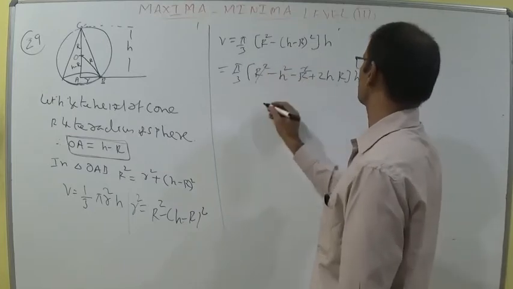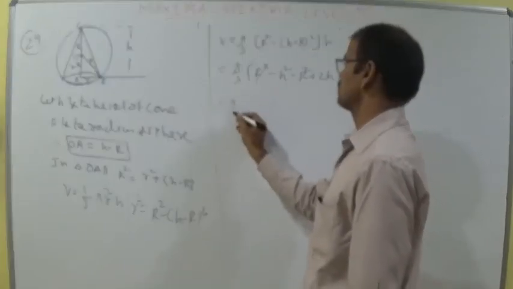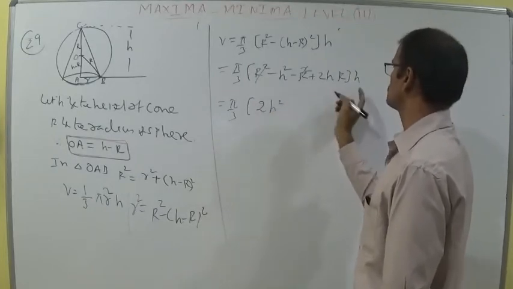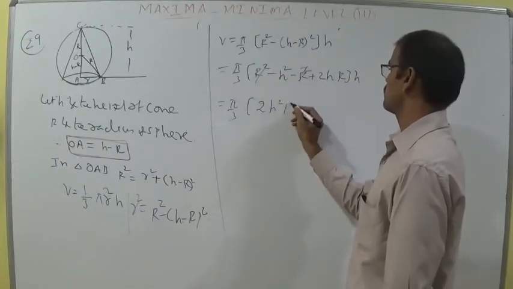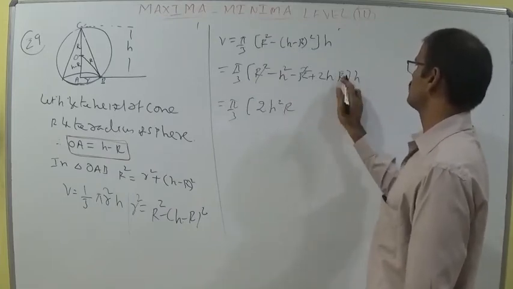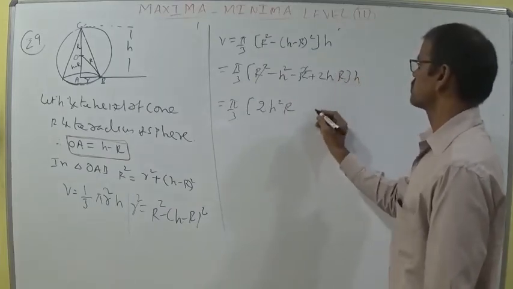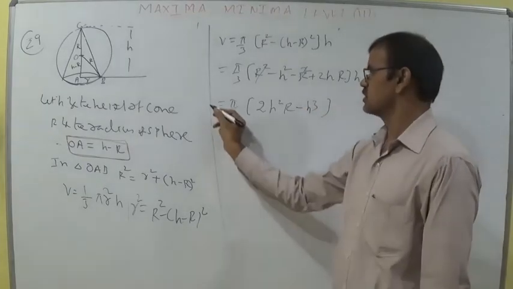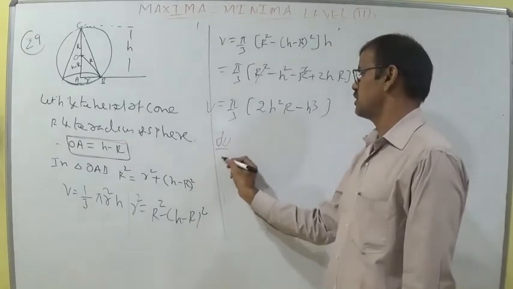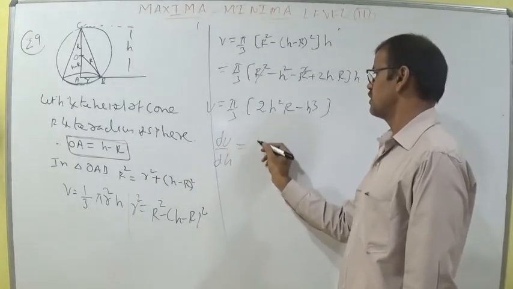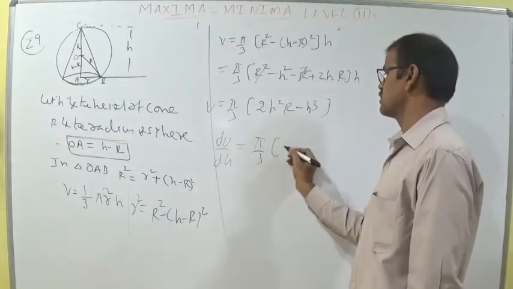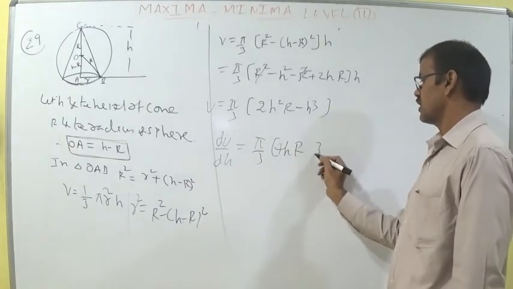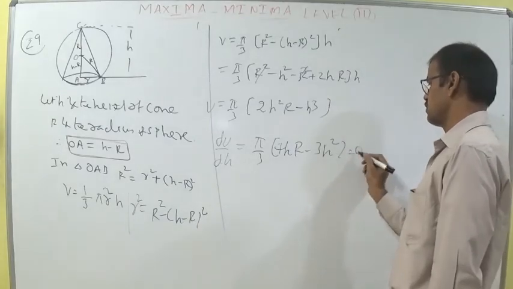R square gets cancelled. That is equal to pi by 3 into 2H square into capital R minus H cube. Now I am writing this is V, and dV by dH. dV by dH is equal to pi by 3 into 4H capital R minus 3H square equal to 0.